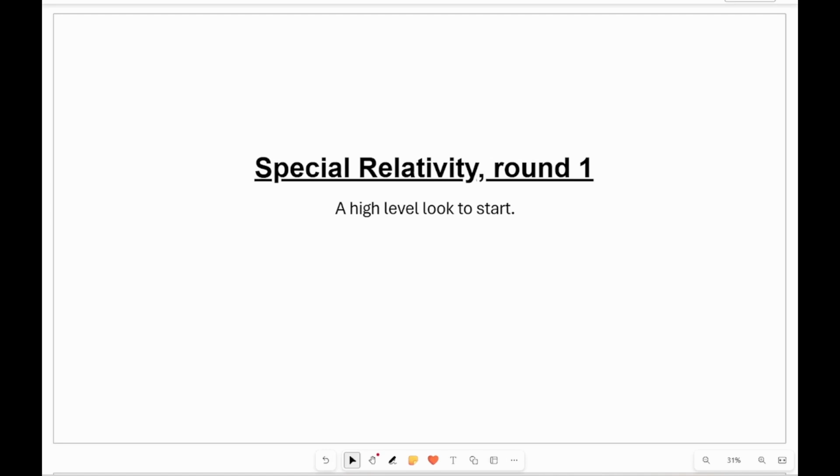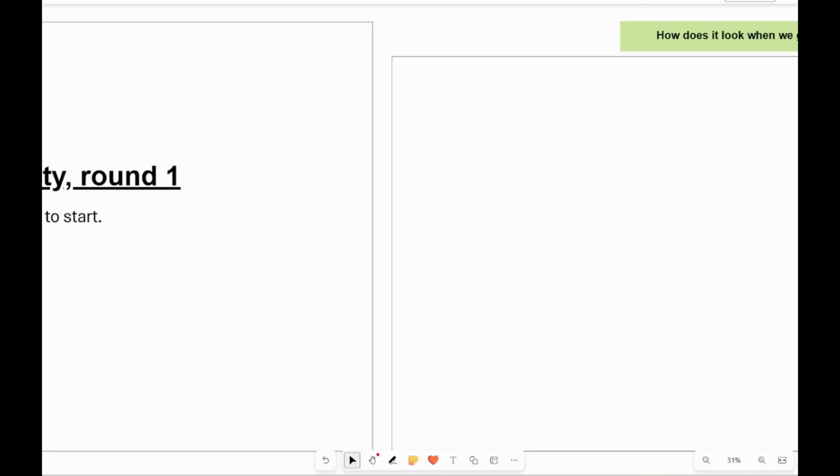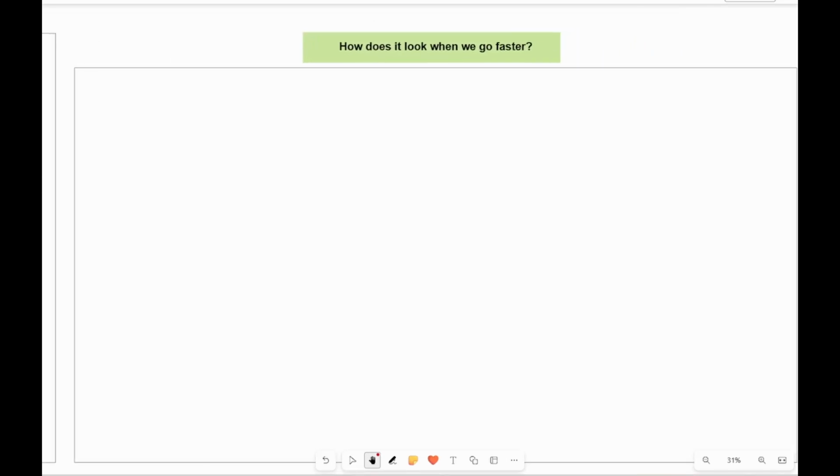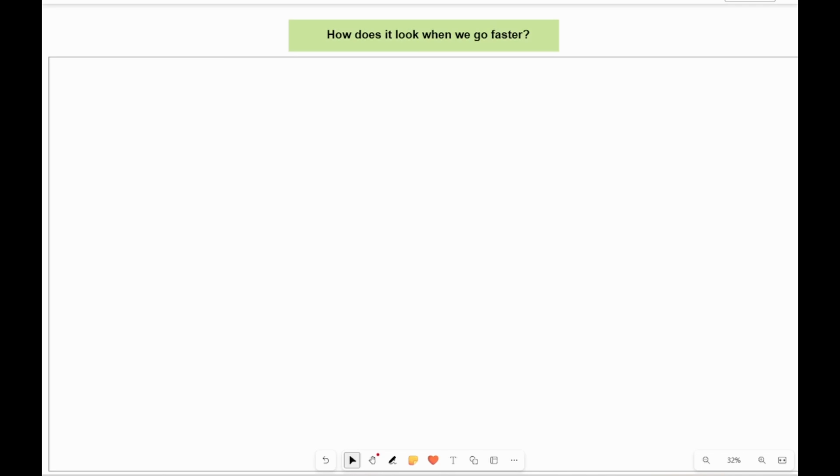What does this look like for special relativity? Well, we'll just do super high level. I'm not doing any math here. We're just kind of musing or doing thought experiments. Okay, so how does this look when we go faster?